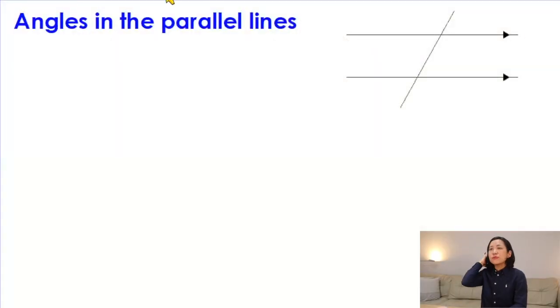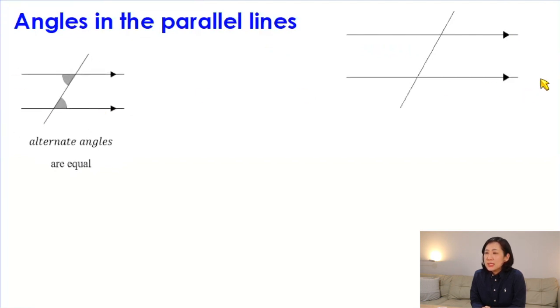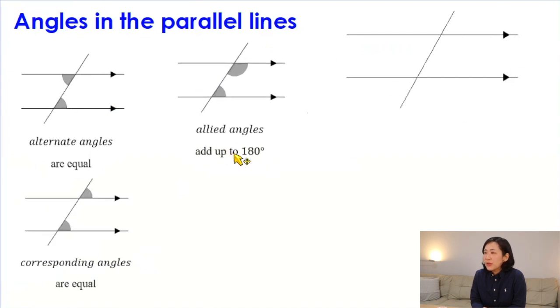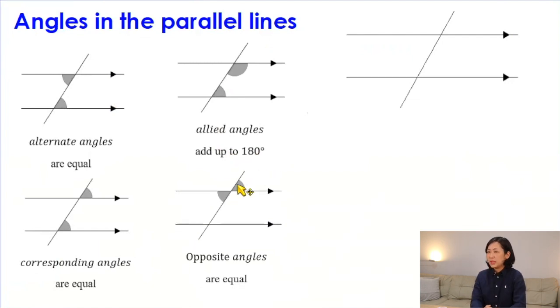Welcome back. In this lesson, we're going to solve some of the angle questions using the 4 rules we've been talking about in previous lessons. You all remember the 4 rules, right? First one is alternate angles are the same, then corresponding angles are equal, then allied angles add up to 180, and opposite angles, vertically opposite angles, are the same.